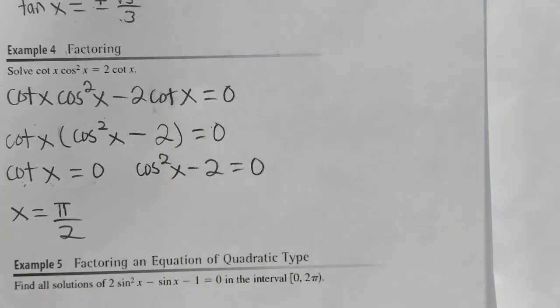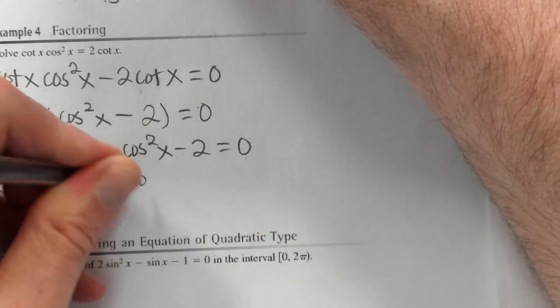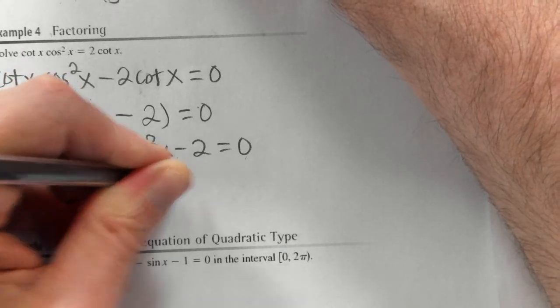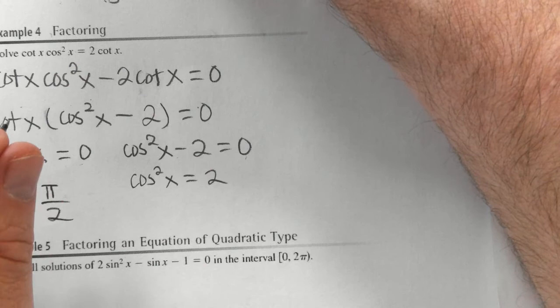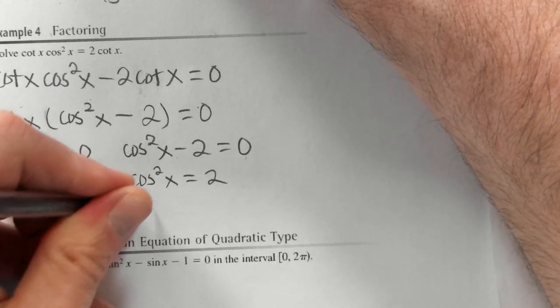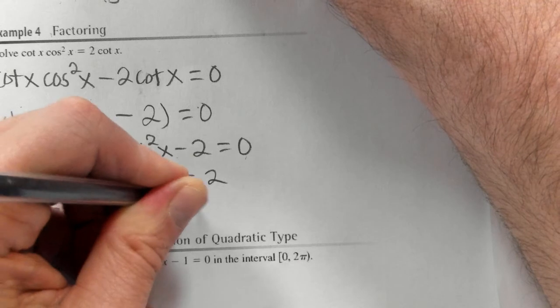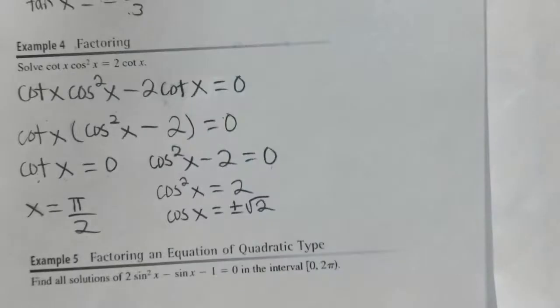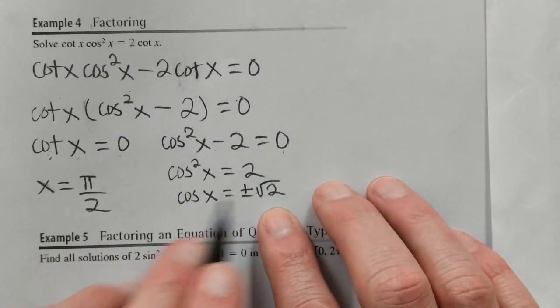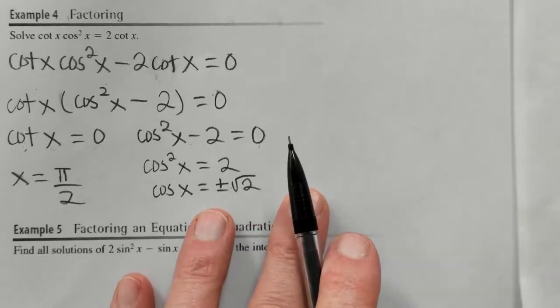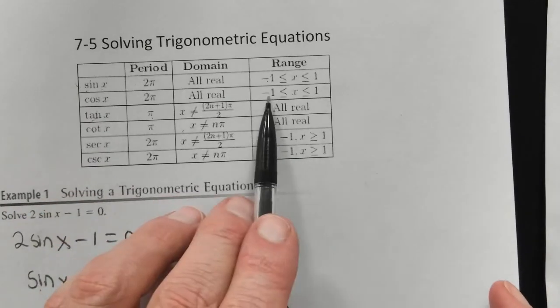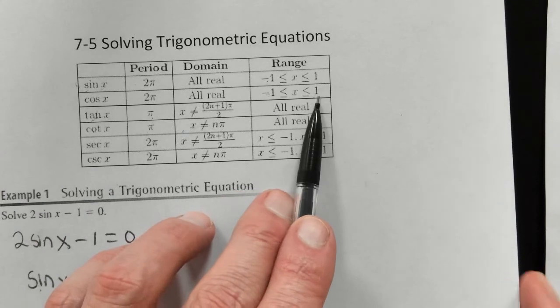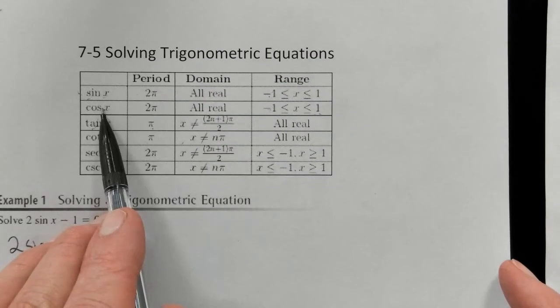Now, what about the other equation? Let's see what we can do here. I'll move this over to the other side, and then I'll have cosine squared of x is equal to 2. Then I'm ready to take the square root of both sides, which will give me the cosine of x is equal to plus or minus the square root of 2. From here, let's double check the range. What's the range for cosine? The range for cosine is between -1 and 1.